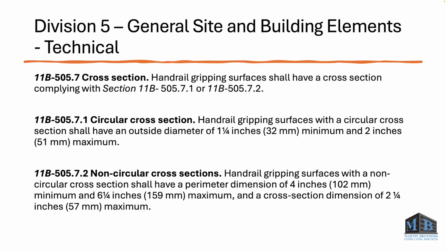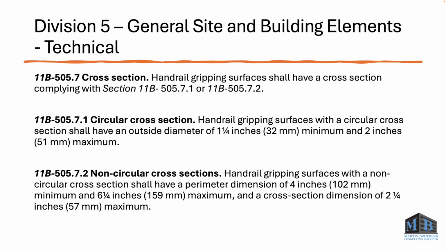Handrail gripping surfaces with a circular cross section shall have an outside diameter of 1 1/4 inches minimum and 2 inches maximum. For non-circular cross sections, 11B 505.7.2, handrail gripping surfaces with a non-circular cross section shall have a perimeter dimension of 4 inches minimum and 6 1/4 inches maximum, and a cross section dimension of 2 1/4 inches maximum.